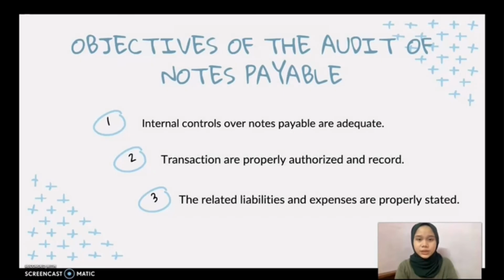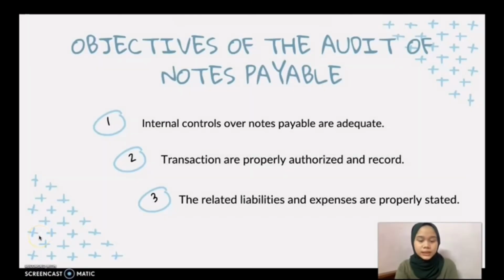that has been stated in the agreement. Second, the transactions are properly authorized and recorded according to the 6 transaction-related audit objectives, which are existence, completeness, accuracy, posting and summarization, timing, and classification.